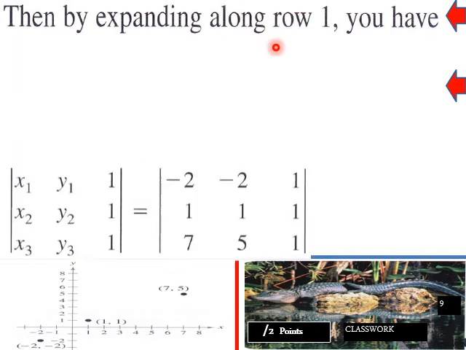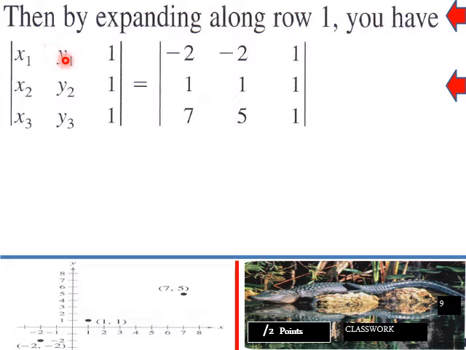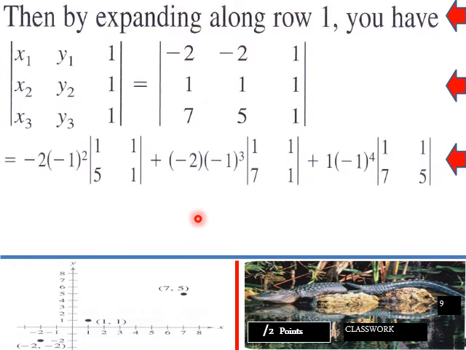Then by expanding along row 1, you have this situation here, x1, y1, x2, y2, x3, y3. And then we plug in our values here. We end up with this matrix here to find our determinant. So -2 minus, so our first blot out here is blot this, blot that, and we end up with a 1, 1, 5, 1. And we have our -2 out front, so -1 squared times our mini determinant here, plus -2.